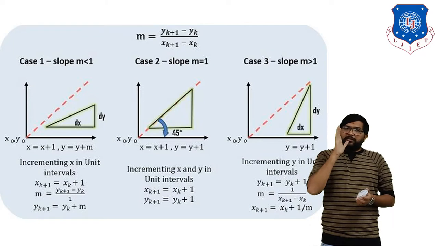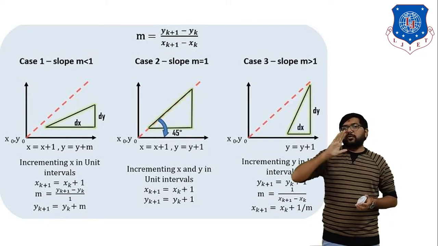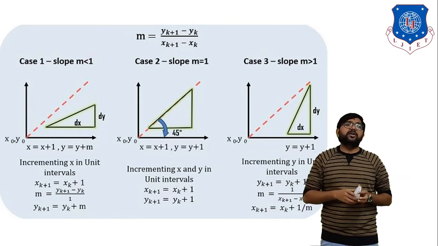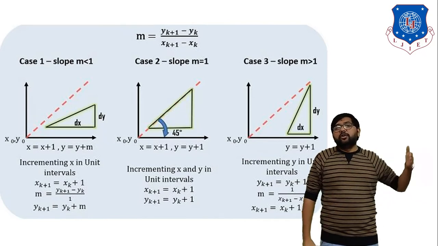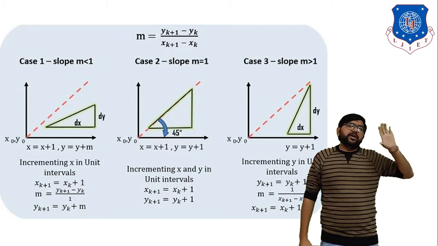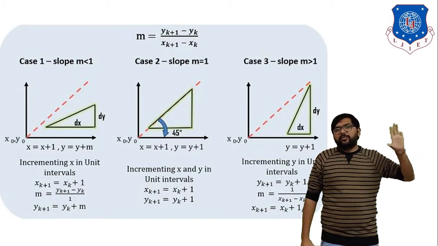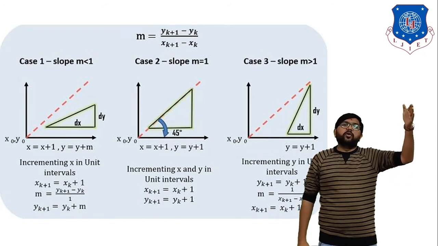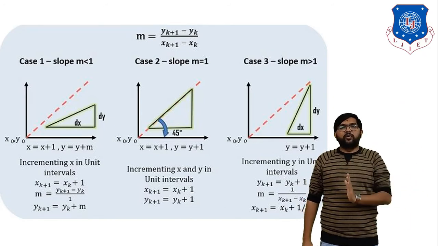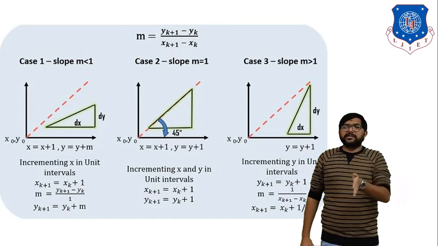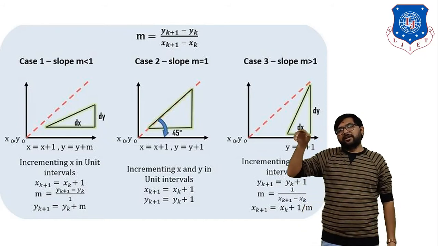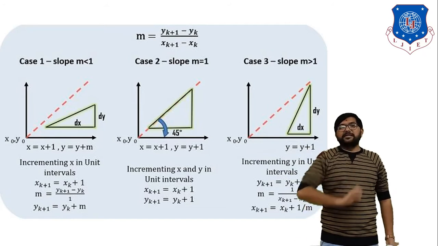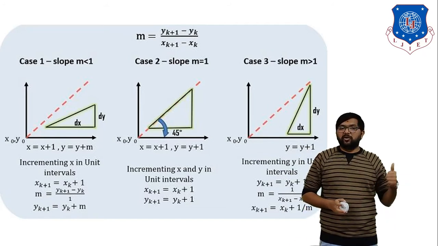Clear? So when you solve an example related to the DDA algorithm, first you need to check the value of slope. If the value of slope is less than 1, you need to follow case number 1. If the value of slope is equal to 1, you need to follow case number 2. If m is greater than 1, you need to follow case number 3. Clear? So this is the simple method of the DDA algorithm.